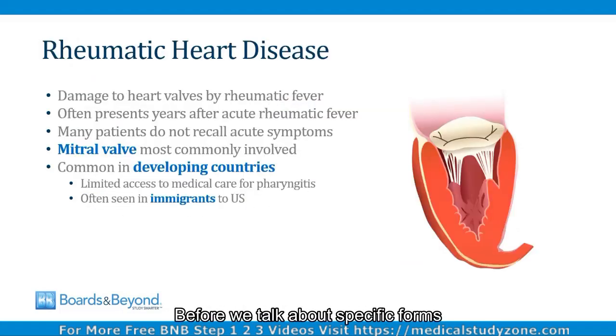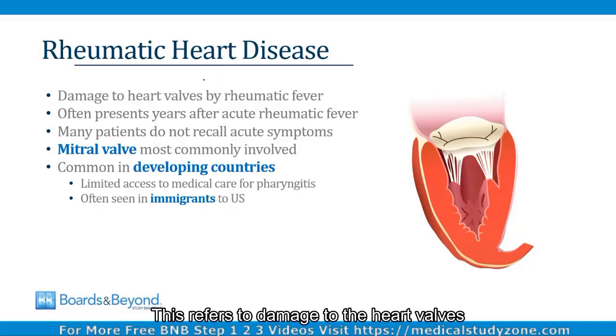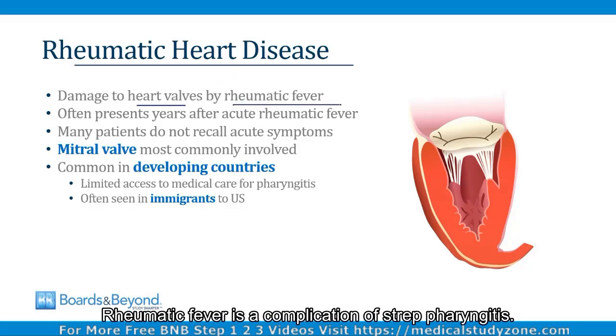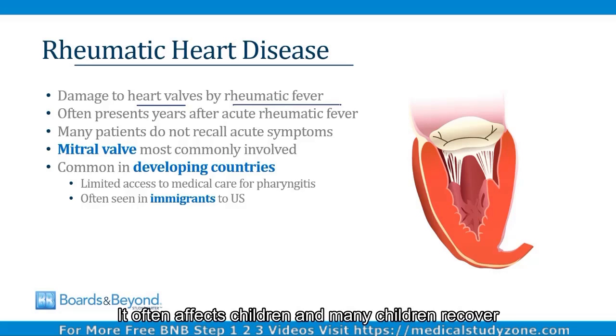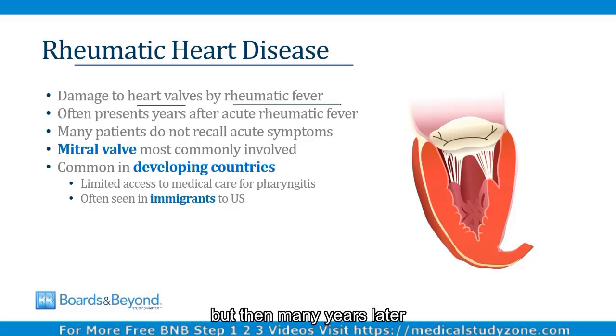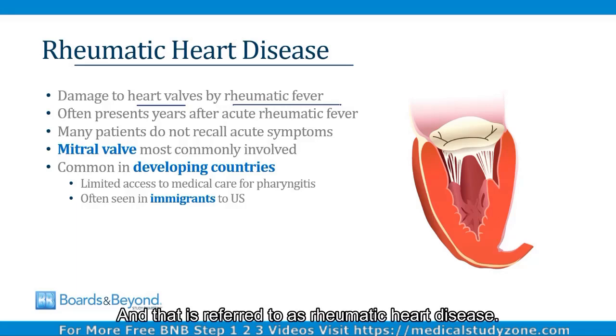Before we talk about specific forms of valvular heart disease, let me briefly mention rheumatic heart disease. This refers to damage to the heart valves caused by rheumatic fever. Rheumatic fever is a complication of strep pharyngitis. It often affects children, and many children recover from acute rheumatic fever, but then many years later they will develop valvular heart disease, and that is referred to as rheumatic heart disease.